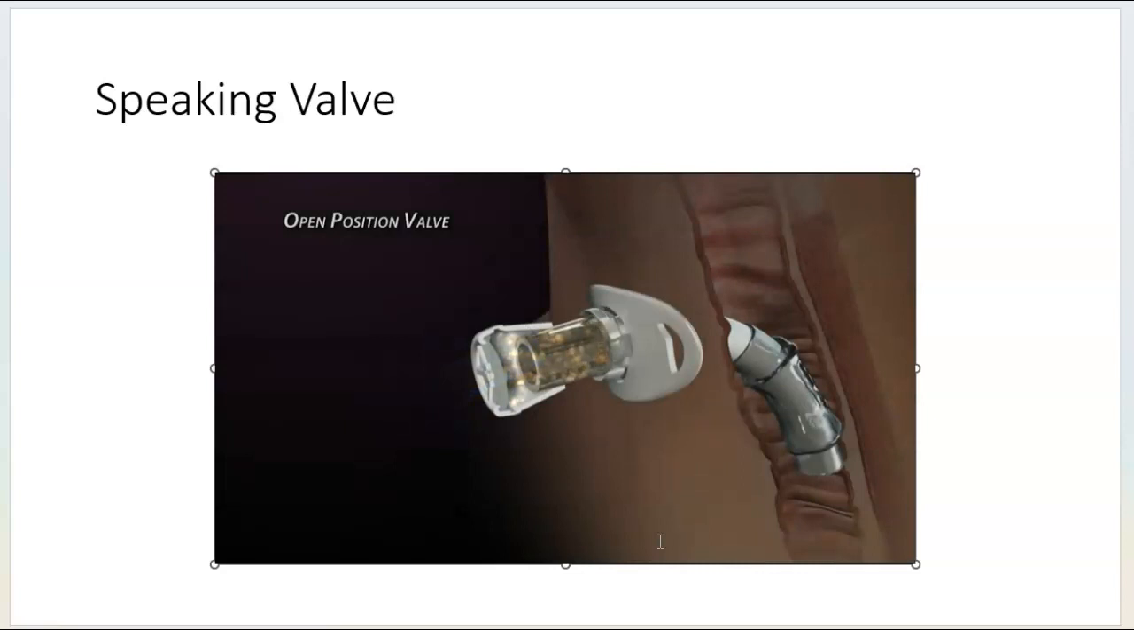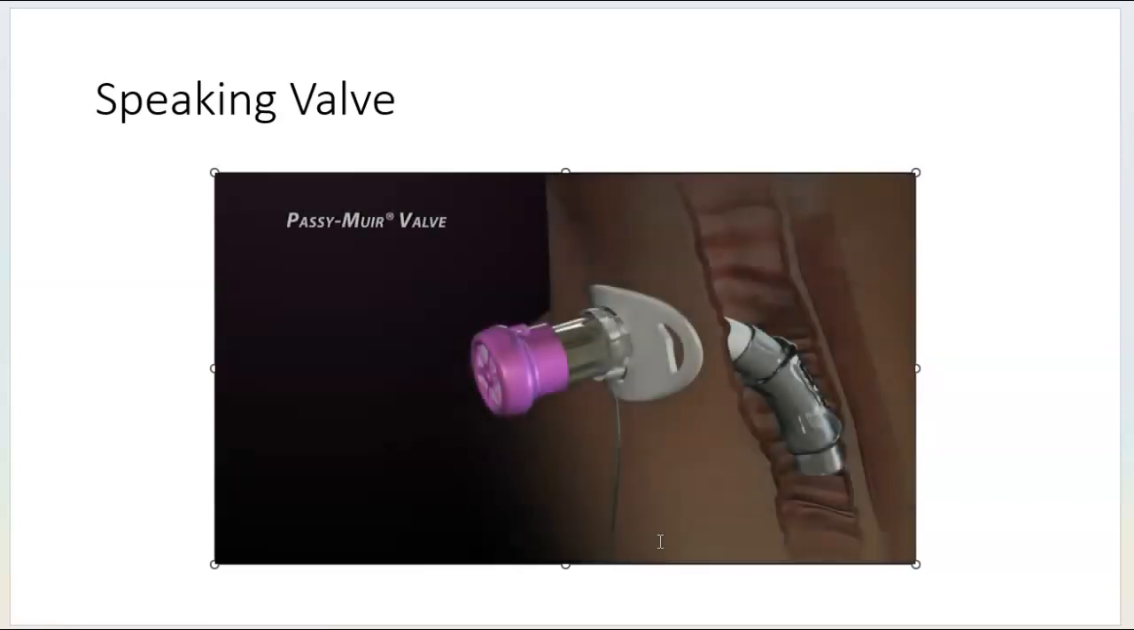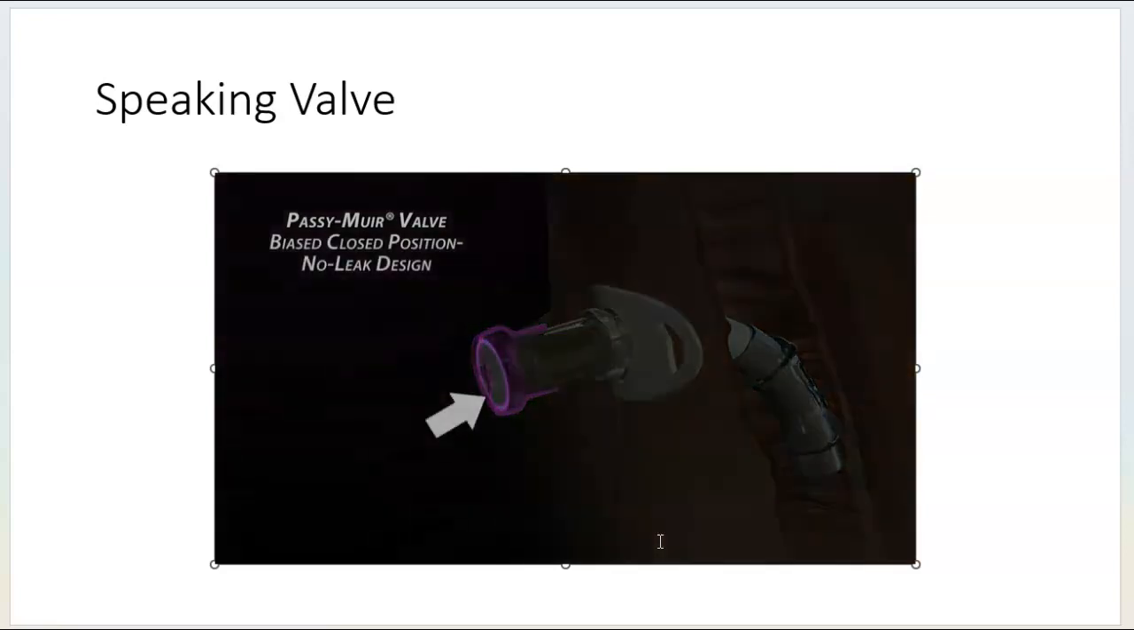The open position valve allows secretions to travel up the tracheostomy tube and potentially occlude the tracheostomy tube in the valve. The Passy-Muir valve has a patented feature that virtually eliminates the possibility of these kinds of problems. This feature creates a closed position, no-leak condition.